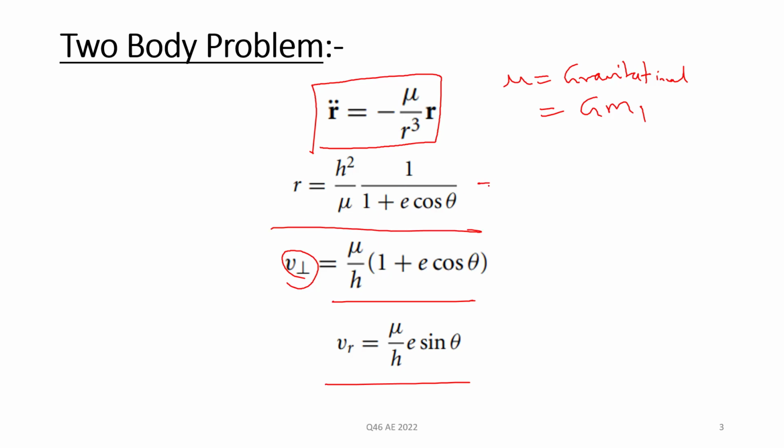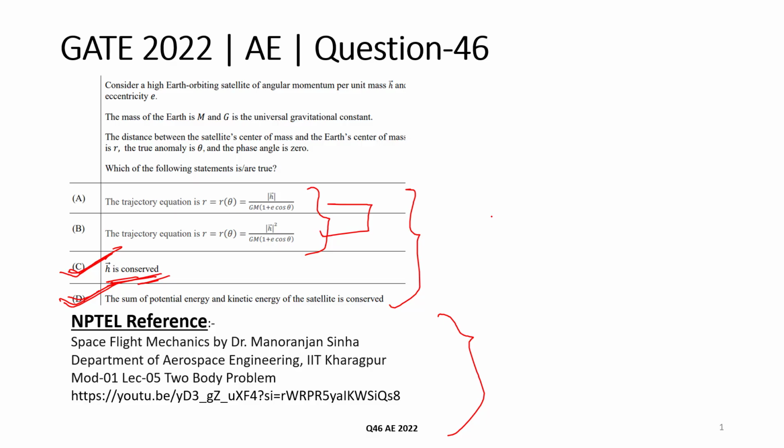The equation of trajectory we have seen is r equal to h square upon mu, 1 plus e cos theta, which can also be written as r equal to h square upon GM, 1 plus e cos theta, where M is mass m1. That is option B, so option B is also correct. So in total 3 options are correct: B, C and D. This is the answer. Thank you.